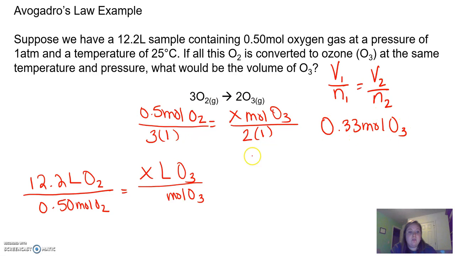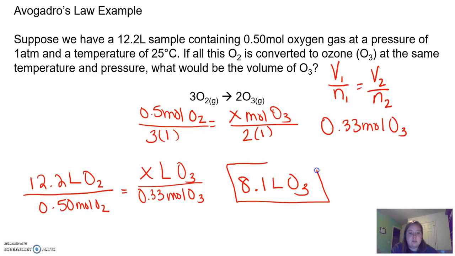And so this third of a mole of ozone can go down here in our Avogadro's law expression. And now we can use Avogadro's law to figure out just how many liters of ozone gas we have. And so if I do the math, you're going to get 8.1 liters of O3. Looking at sig figs, 0.50 has 2. So my answer has 2. And so here is the final answer to this question.